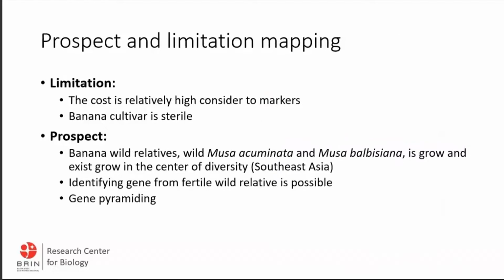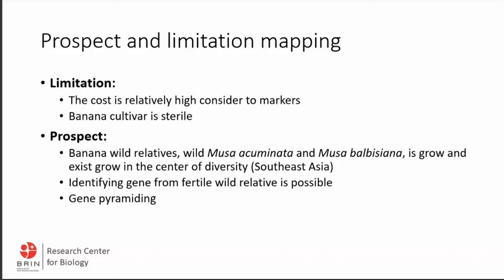Mapping is quite promising. It provides a straightforward result for the targeted region, marker, or gene that we would like to study. But mapping is still relatively costly for a researcher in developing countries such as Indonesia. Besides, mapping requires fertile banana, and most banana cultivars are sterile.